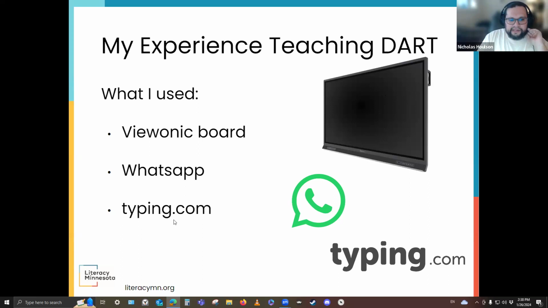And outside of class, I reinforce Dart lessons about keyboarding with the website typing.com. Out of curiosity, how many people in the chat are familiar with typing.com? Is it a familiar resource? I see quite a few yeses. It's very useful. It's like a sequel to Mavis Beacon for those who might not be familiar. It does have limits, but as a tool to teach either the alphabet or typing hand positions, I find it a very useful tool to complement Dart.